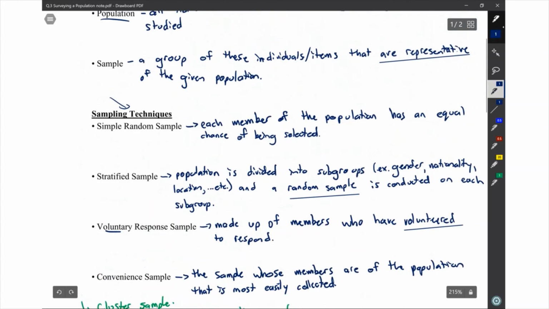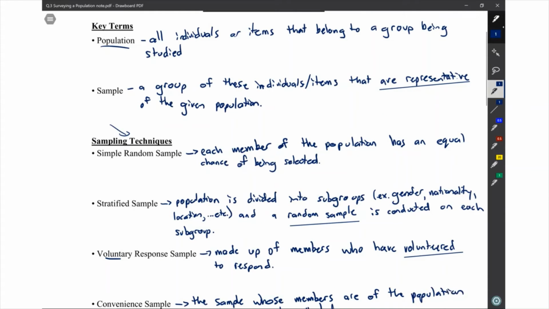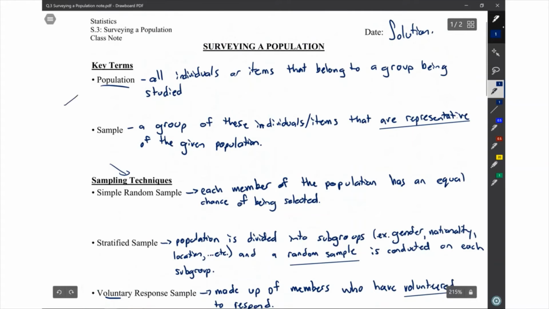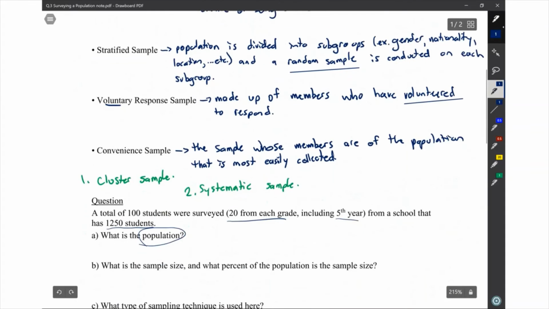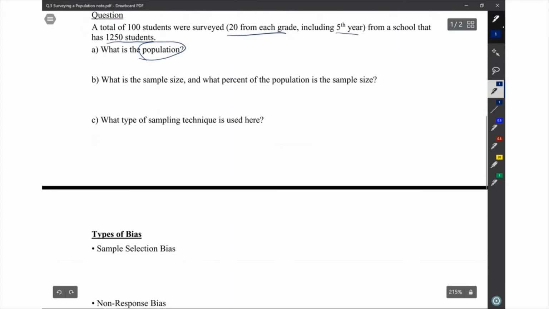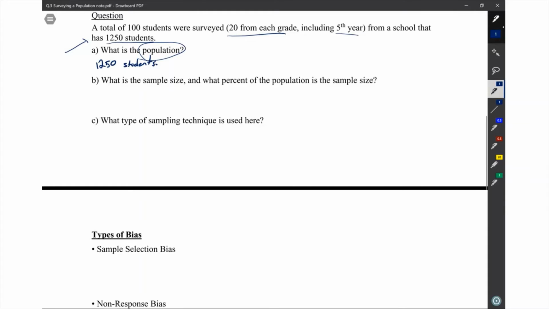Well, if we check, our population is all students that belong to a group being studied. That's right here. So all of the students that belong to the group would be given right here. That's 1,250 students. Now, what's our sample size? Our sample size is 100 students because those are the students that were sampled. What percentage of the population is the sample size?